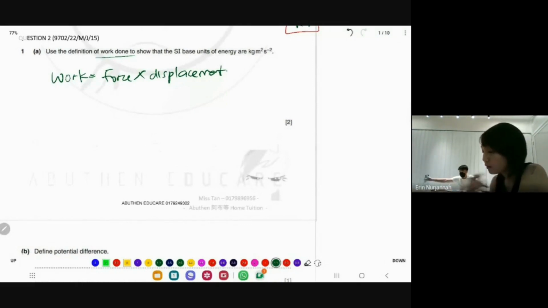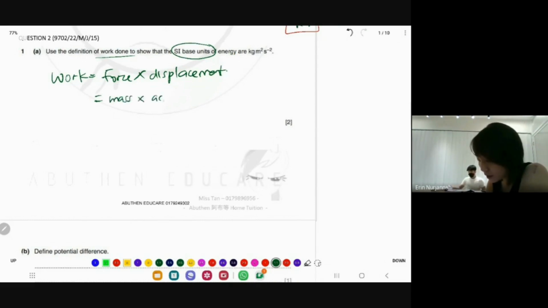But the question now, they want everything in base unit. So what is the unit for force? For those who already forgot, it's Newton. Let's break down this force into a simpler formula, which is what? Mass times acceleration. Am I right? Yeah.